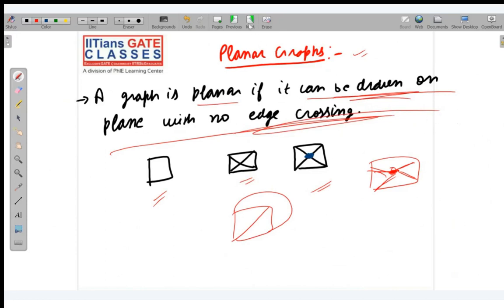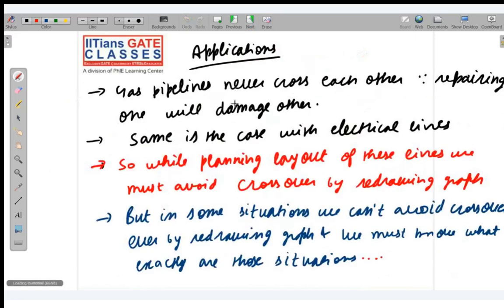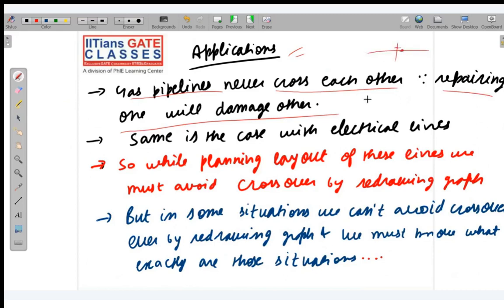What are the applications? Gas pipelines never cross each other because repairing one will damage the other, like CNG and PNG gas pipelines. Once they cross each other, if you try to repair this, the other will be hampered. The same is the case with electrical lines. They will never cross over, because if they cross over, then obviously a short circuit can happen.